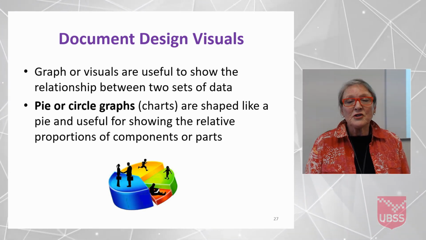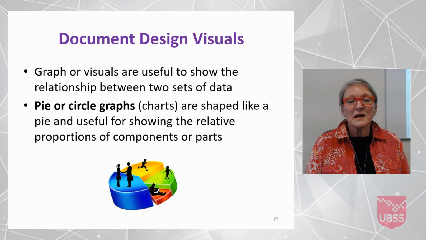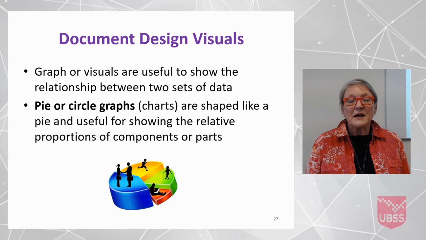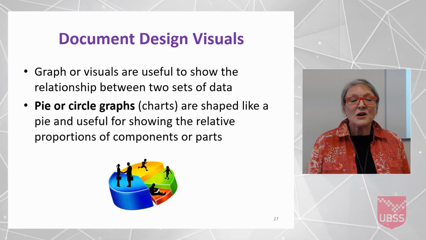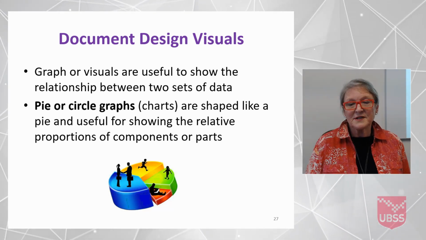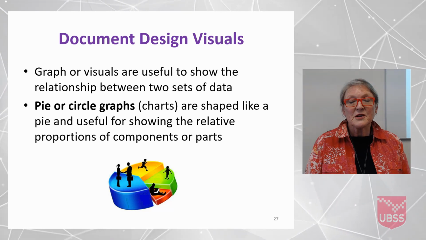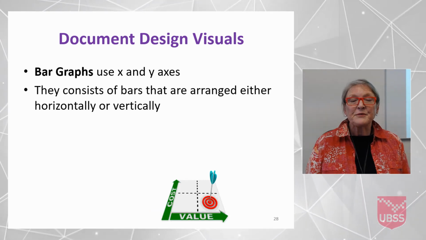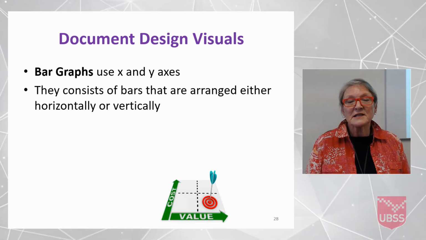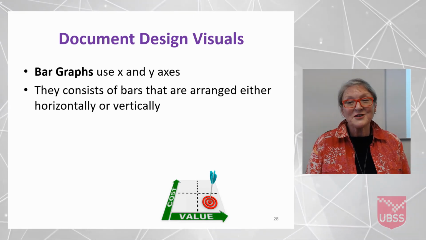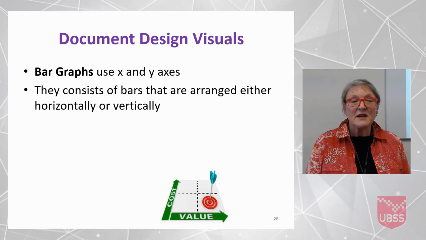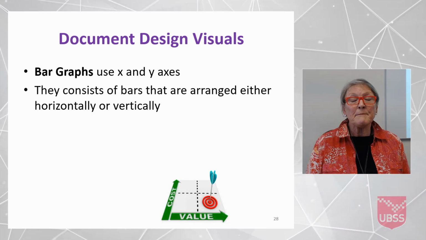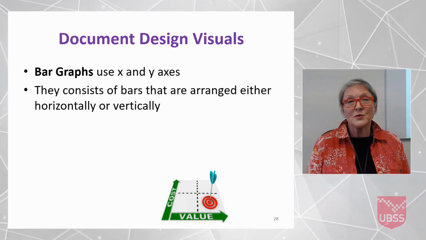Another question is on document design, on pie charts and graphs, and you need to know what the difference is. A pie, or sometimes called a circle chart, is shaped like a pie and cut into sections, as you can see from the visual here. So they show the relative importance of components or parts. That's what a pie chart does. The bar charts are different. They use the X and Y axes. They consist of bars that are arranged either horizontally or vertically. So there's quite a difference between these 2 types of document design visuals. There are many, many types of graphs, but these are the 2 major ones we seem to use a lot.